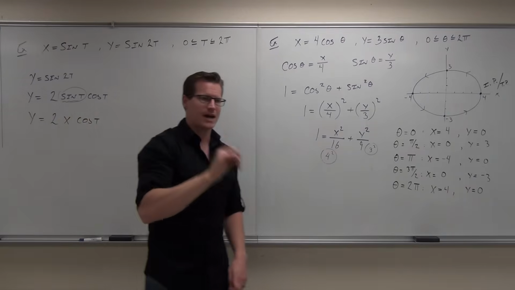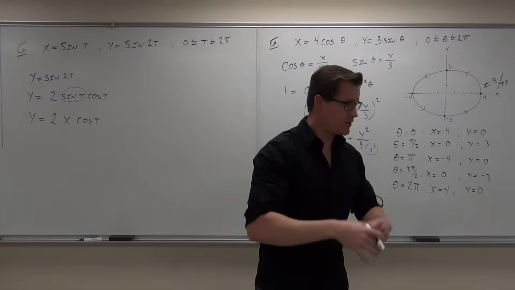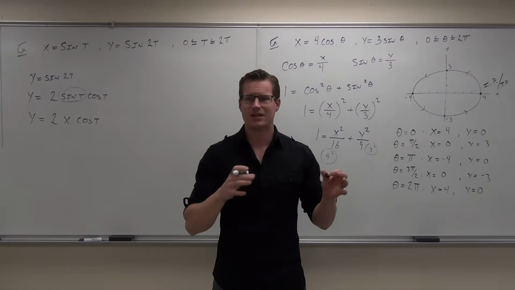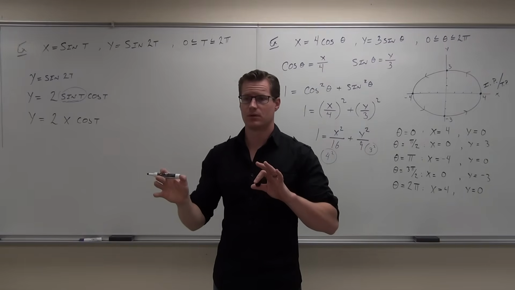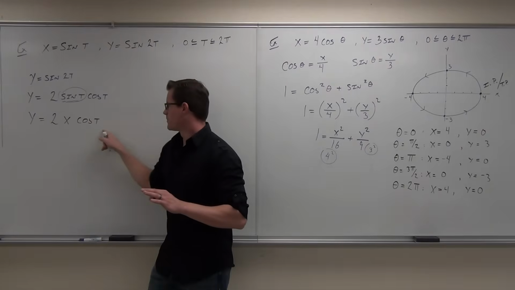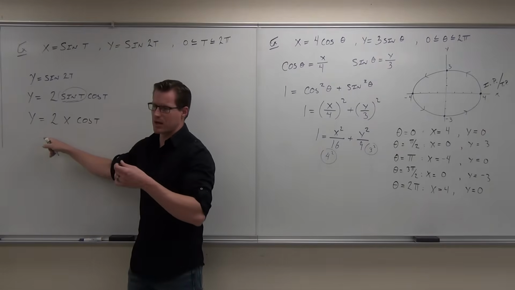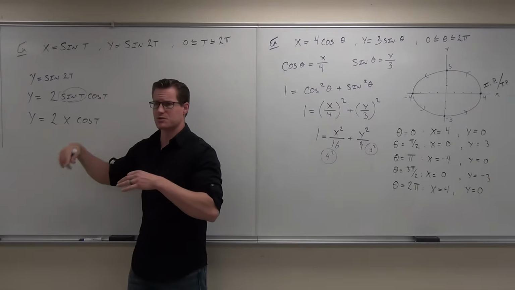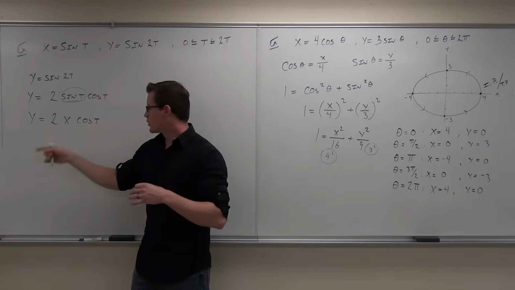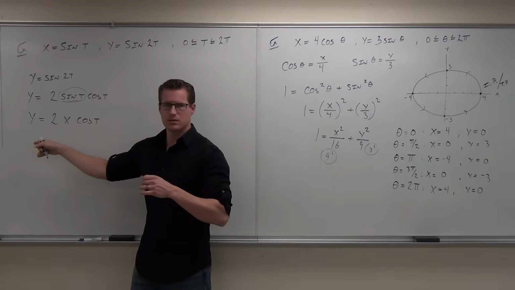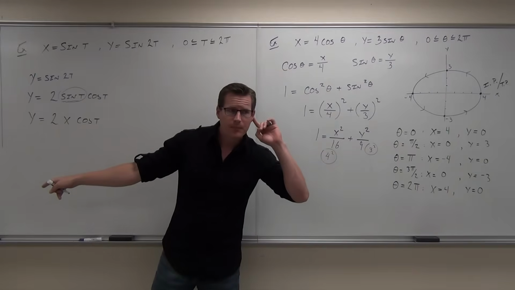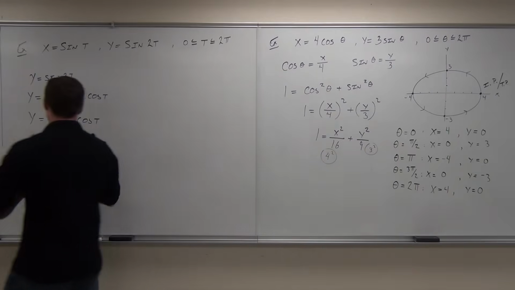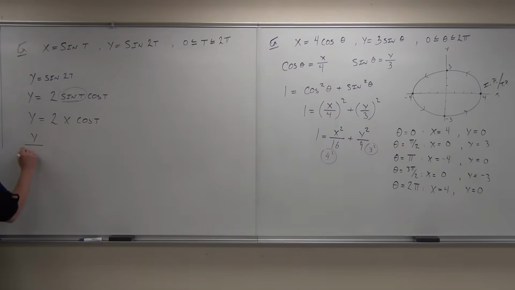Now, can I isolate a parameter, even if it has a trig function around it, and make it in terms of x and y alone? Yeah. Are you listening to what I'm saying? How would I do that? Isolate it. Say what? Divide by 2x, okay. So I get y over 2x equals cosine t.